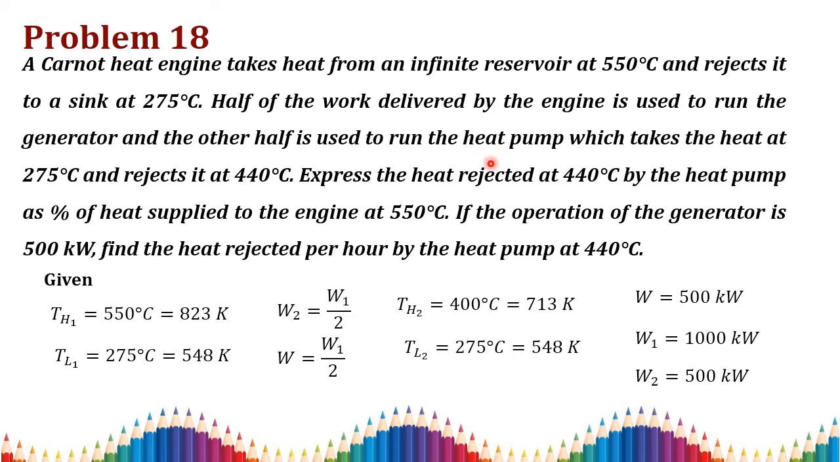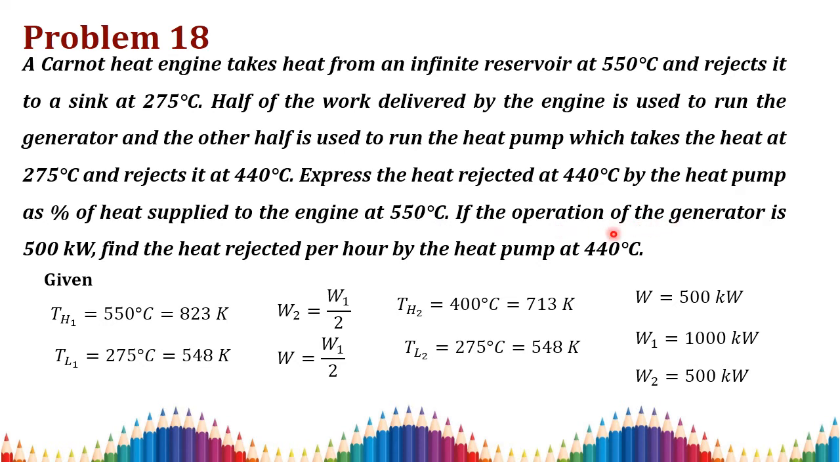The heat pump takes the other half of the work, takes heat at 275 degrees Celsius and rejects it at 440 degrees Celsius. That is, TH2 is 440 degrees Celsius and TL2 is 275 degrees Celsius because it is a heat pump. What is the purpose of a heat pump? It takes heat from the lower temperature reservoir and supplies heat to the higher temperature reservoir. Then express the heat rejected at 440 degrees Celsius by the heat pump as a percentage of heat supplied to the engine at 550 degrees Celsius.